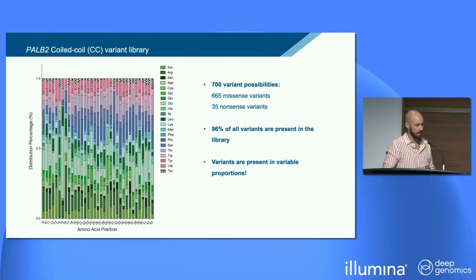Roughly 96% of all of the variants were detected in that library. As you can see, the variants are present in slightly unequal proportions, I would say. So it is a bit harder to get reliable data for variants that are not so abundant in the library.